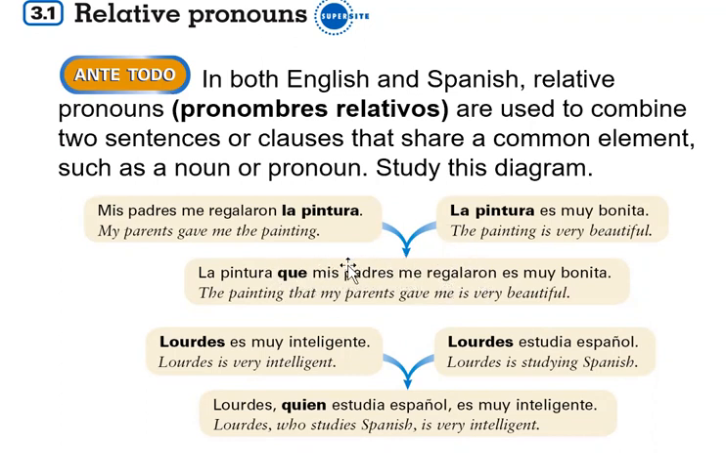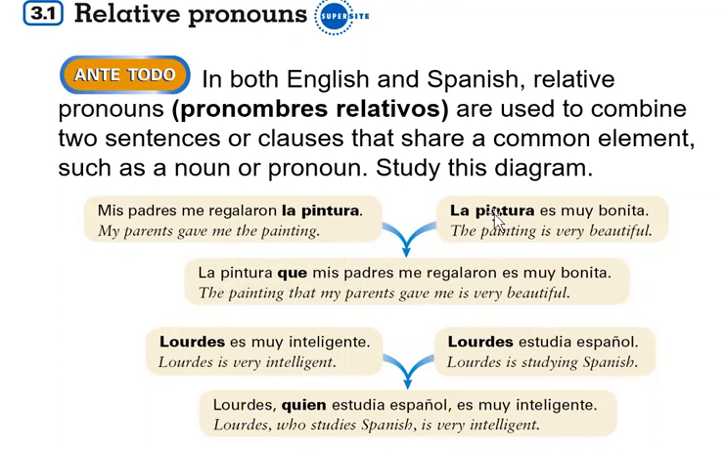This painting. So this is that first sentence here. We took that information from that first sentence and we already plugged it into this sentence, right? We set it off though with a que to give us a little adjective clause that we form here. La pintura que mis padres me regalaron. And then we're going to finish off the sentence. We've now modified our noun, la pintura. We're describing which painting we're talking about.